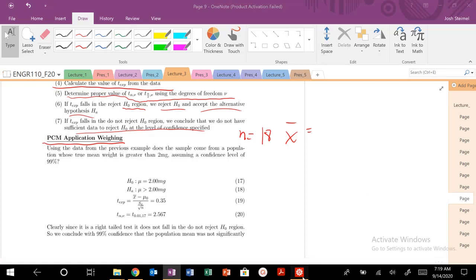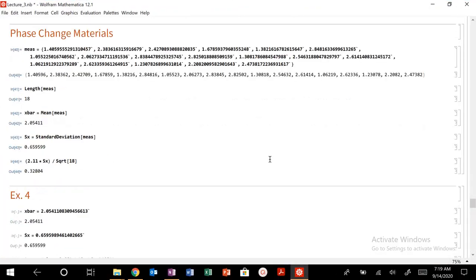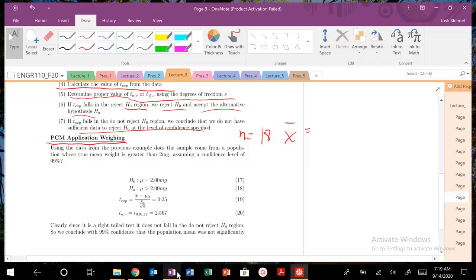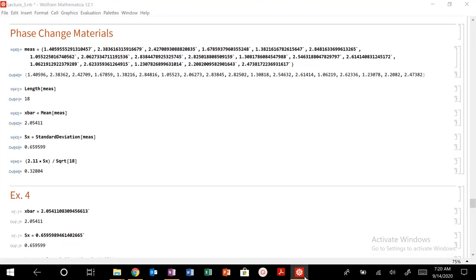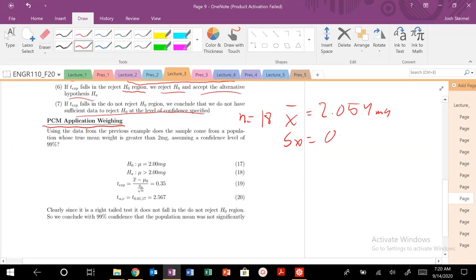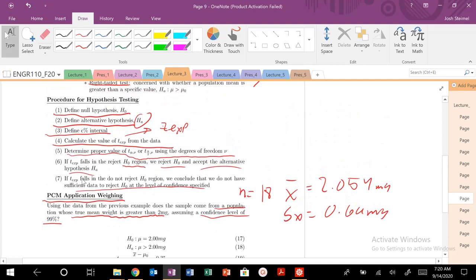Actually, let's look at our Mathematica notebook. We know our X bar was 2.054 milligrams. We know our S of X was equal to 0.66, basically. So does this sample come from a population whose true mean weight is greater than 2 milligrams, assuming a confidence level of 99%? So let's follow this procedure.